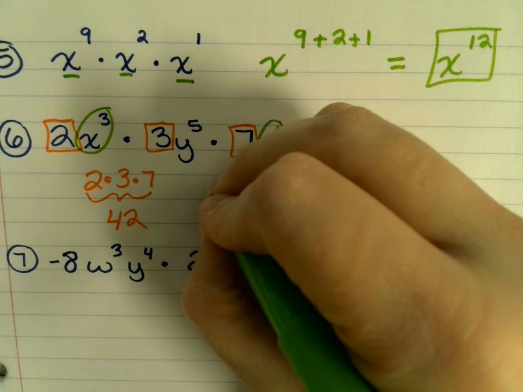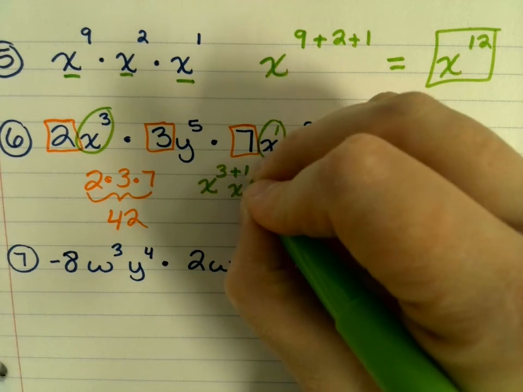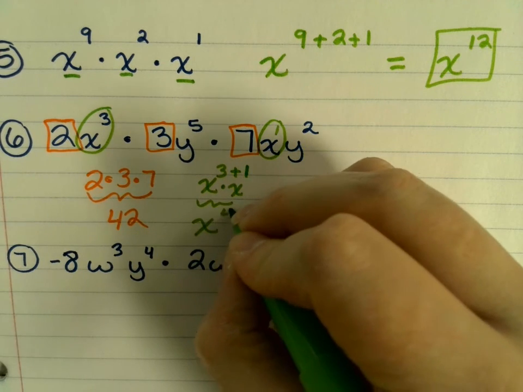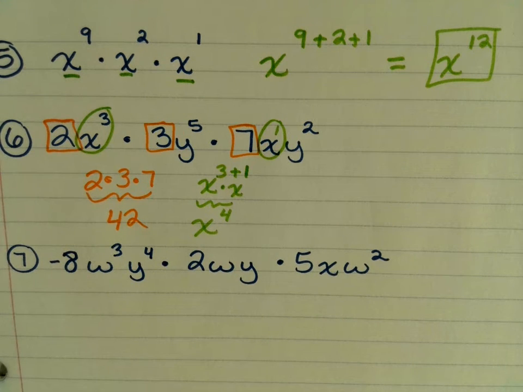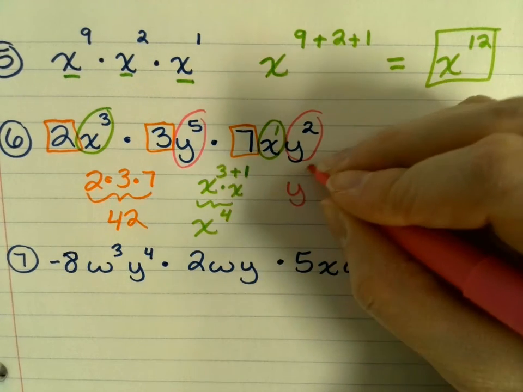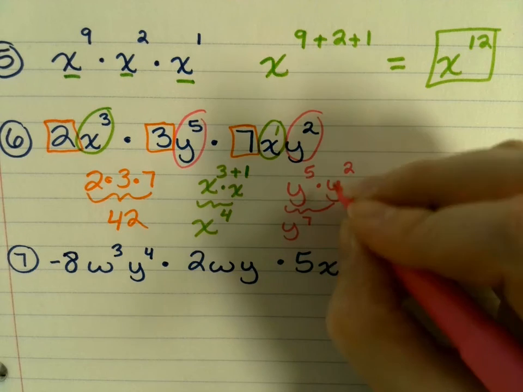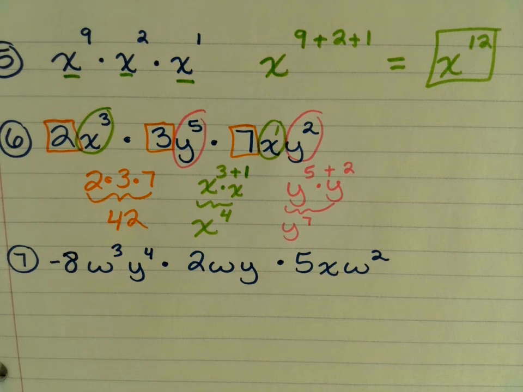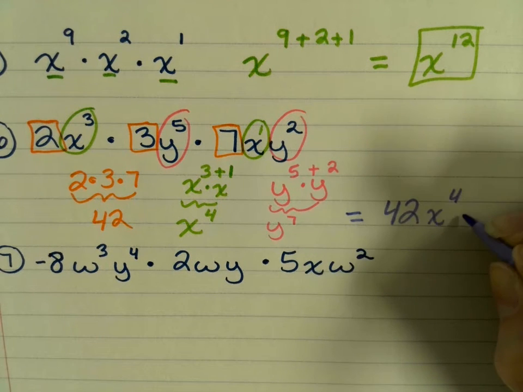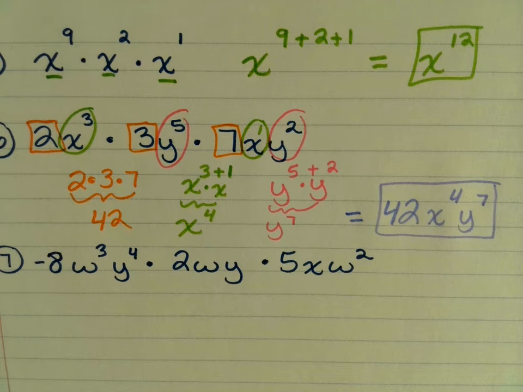So that would be x to the 3 plus 1 power, right? X to the 3rd and x to the 1st. We would add those exponents together. That would give us x to the 4th. Okay, and then we would focus on the y's. We have y to the 5th and y to the 2nd. So y to the 5th times y to the 2nd would simplify out to y to the 7th, because you would add those exponents. So if you piece it all together, you get 42 x to the 4th, y to the 7th power.